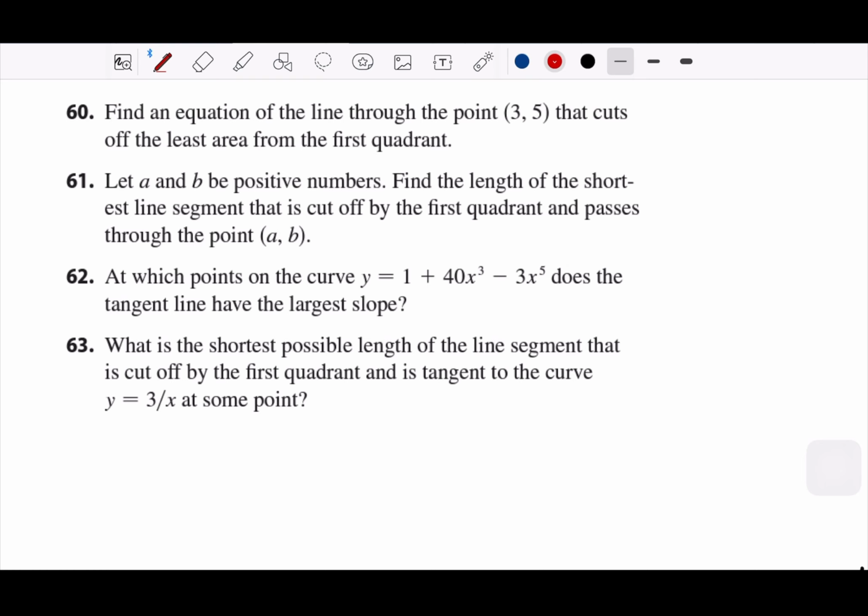it's giving you the function, like a curve, okay? But it's asking at which point the tangent line has the largest slope. So if you're not really careful about this statement, you might get confused about how to get the solution from this largest slope. Okay, good. Let me start with 62.